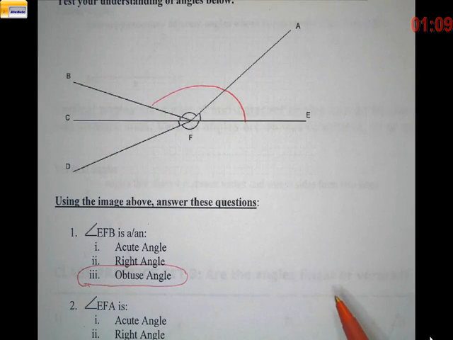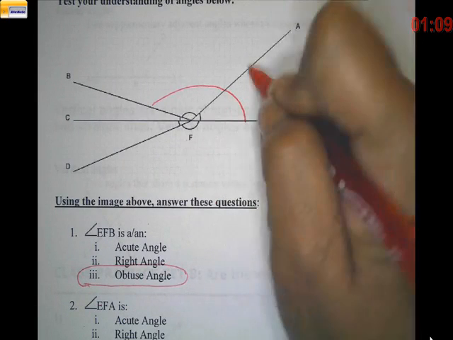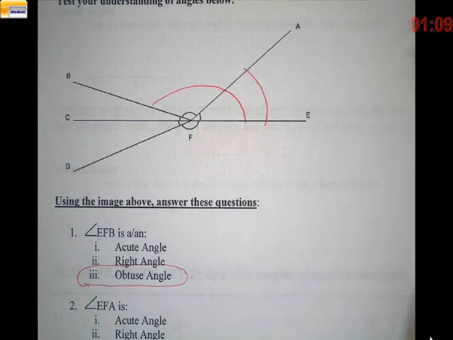And then angle EFA. EFA, which is right here. What kind of angle is that? Acute.